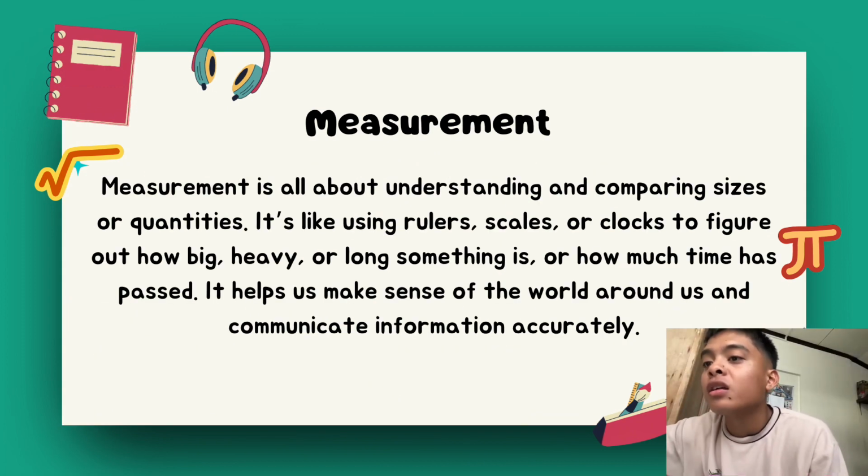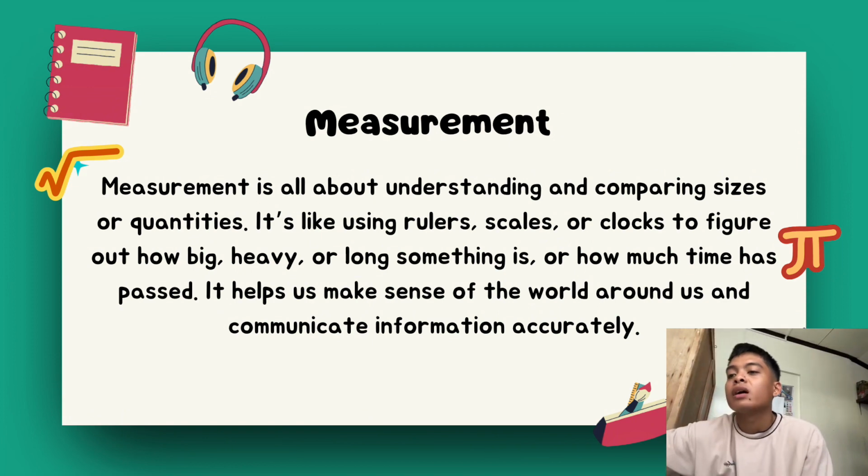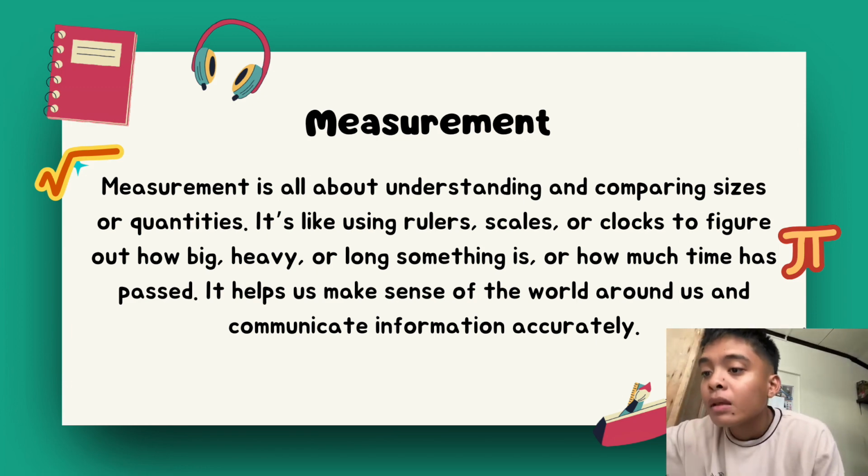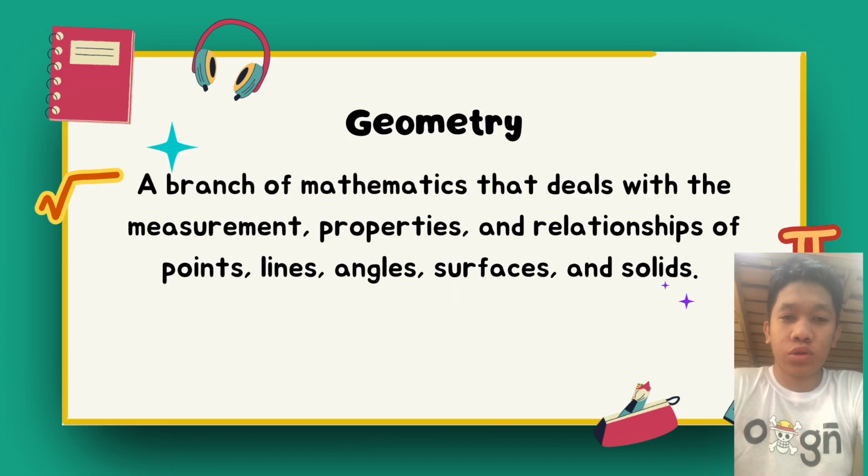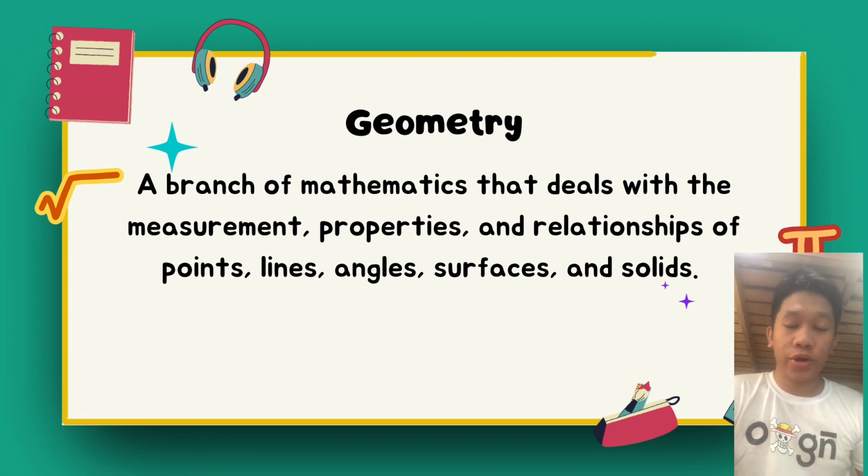Measurement. Measurement is all about understanding and comparing sizes of quantities. It's like using rulers, scales, or clocks to figure out how big, heavy, or long something is, or how much time has passed. It helps make sense of the world around us and communicate information accurately. So that's all. So, geometry, a branch of mathematics that deals with the measurement, properties, and relations of points, lines, angles, surfaces, and solids.